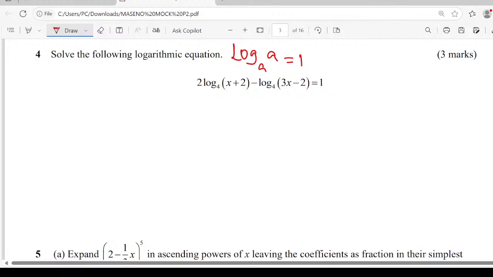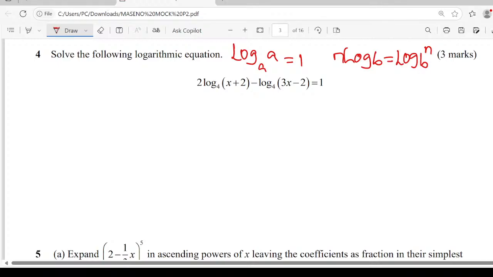Then number 2, there is something I want to bring. If I have n log b, this can be written as log b power n. We are going to apply that principle.